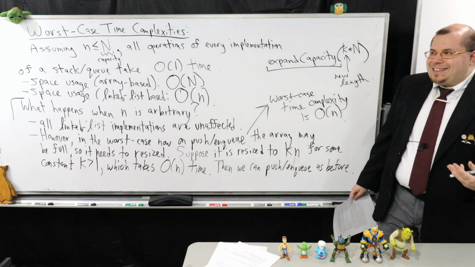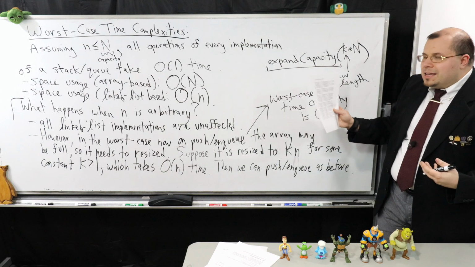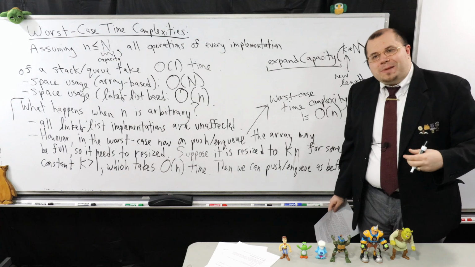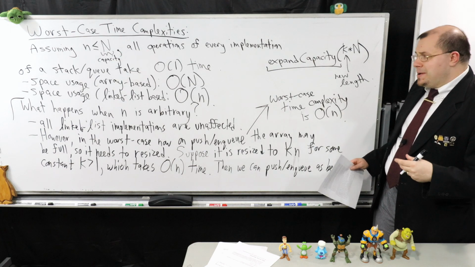Believe it or not, in practice, the fact that it says big O of n for arbitrary n doesn't make much of a difference from a practical standpoint, because most of the time it's going to take constant time.